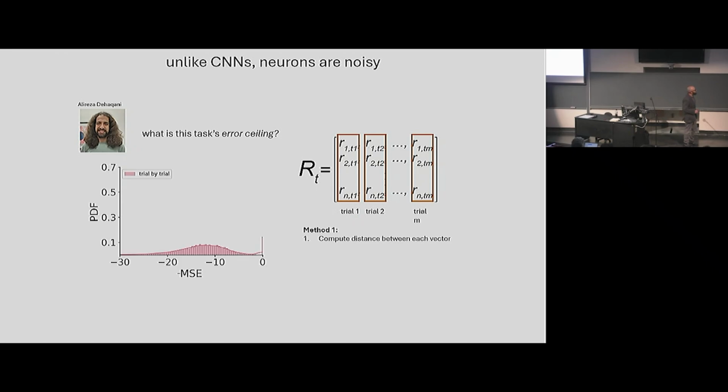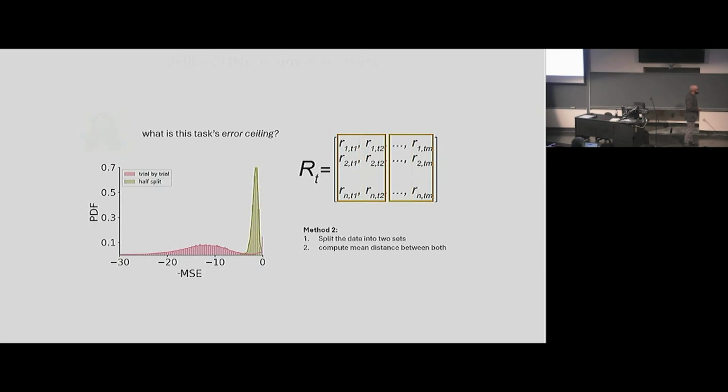And if you do that, there's a very large error that you see across the whole population, even larger than we get. So the other thing we can do is take all of the vectors and divide them into two halves, and then ask what is the correlation between each average. And that gives us a very narrow error distribution.